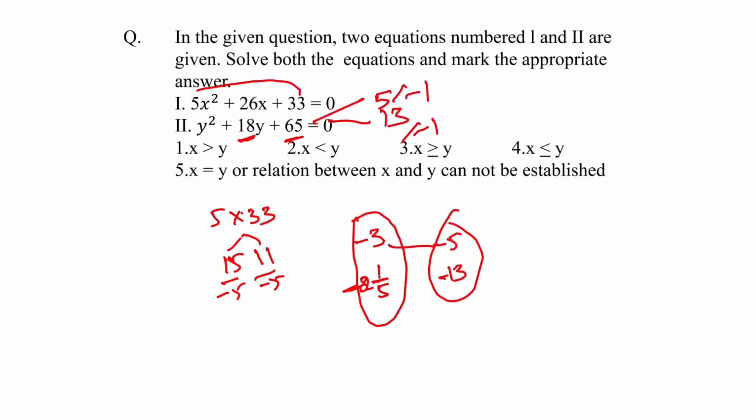So -3 is greater than -5. This is also greater than, this is also greater than, and this is also greater. So we can conclude that x is greater than y. X is greater than y. Okay, first option correct answer అవుతుంది.